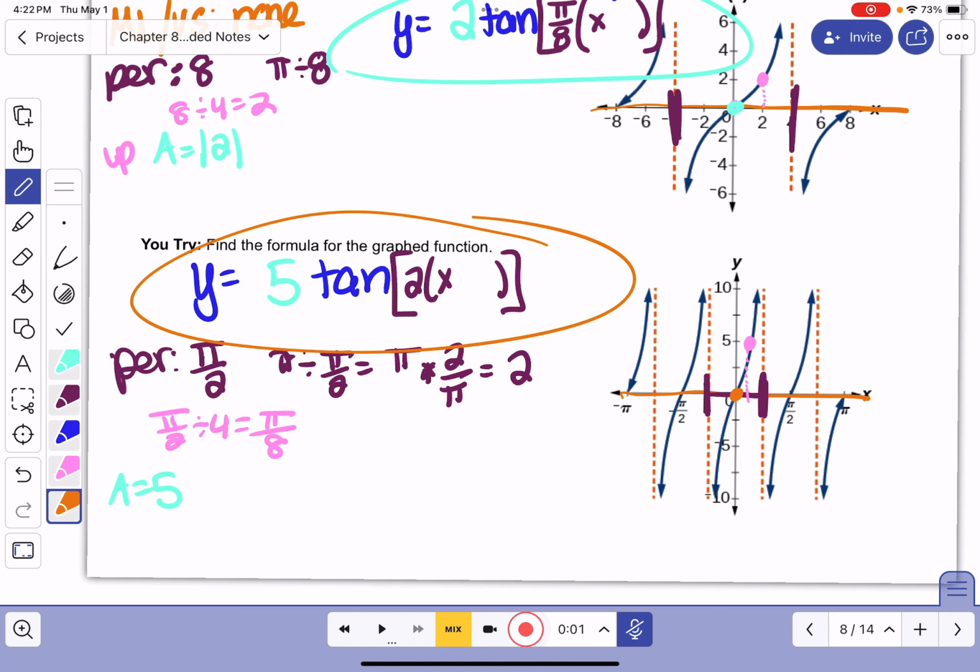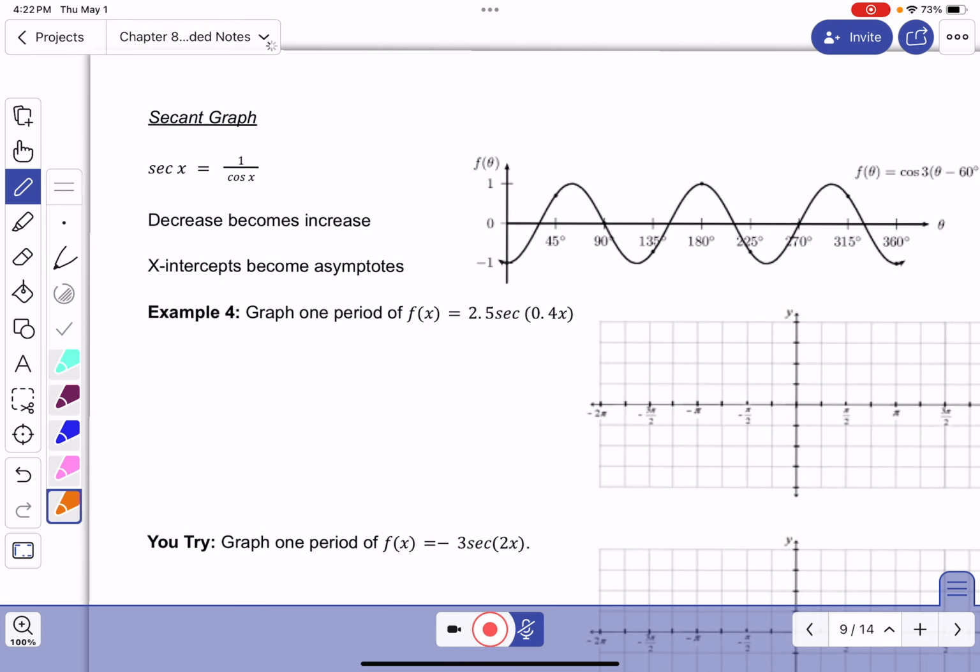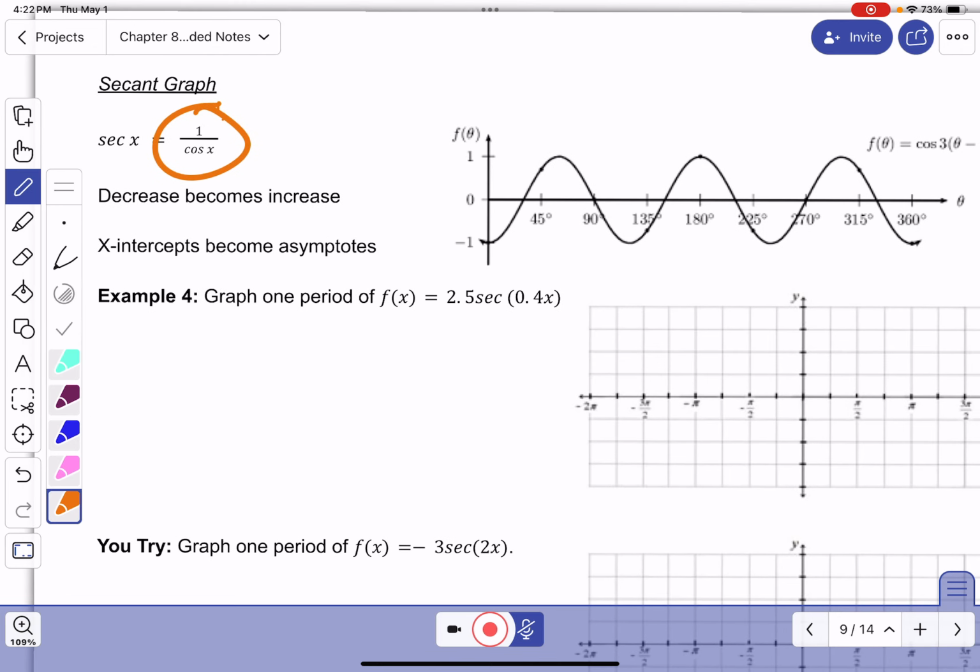All right. So now we have the reciprocal functions. The reciprocal functions are 1 over. So this graph right here is cosine. 1 divided by cosine means everywhere where cosine is 0 is going to become an asymptote. So I'm going to draw asymptotes at every single one of those x-intercepts. And when we're doing a reciprocal, decreasing becomes increasing. X-intercepts become asymptotes, we just do that.